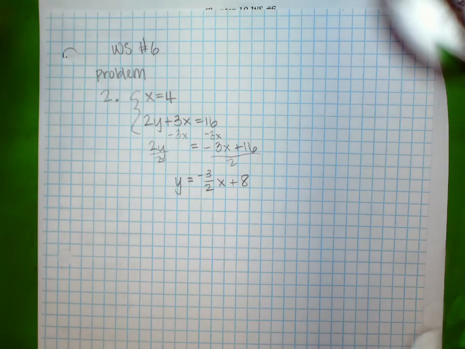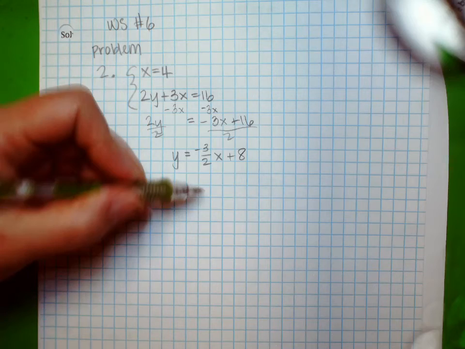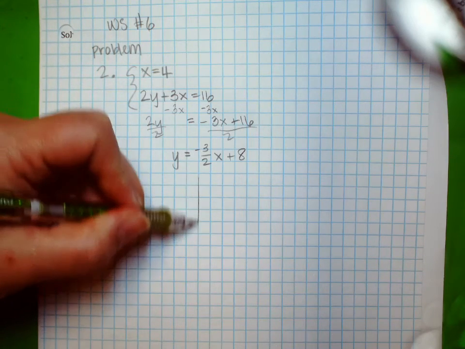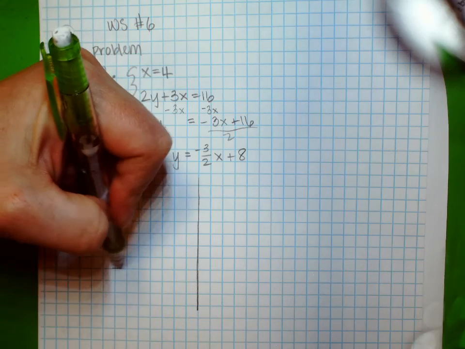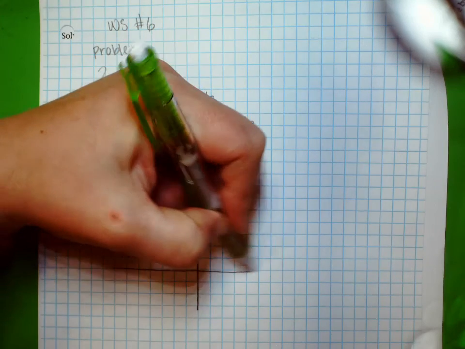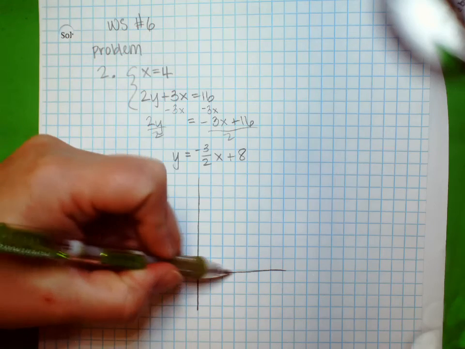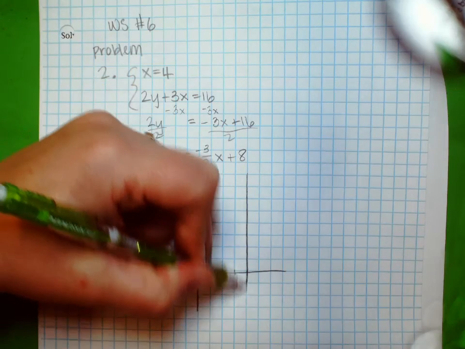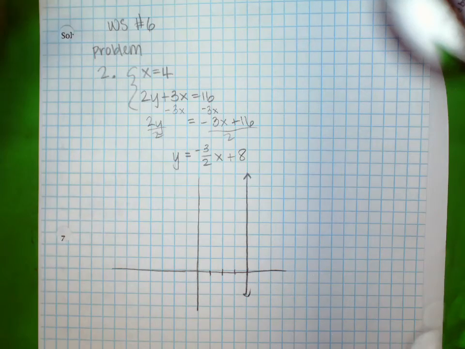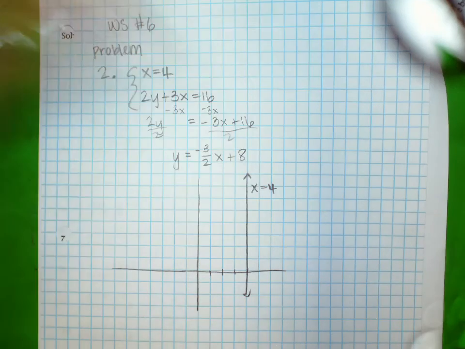So then we're going to go ahead and put this on a set of axes. If you have a ruler, great. If not, try to draw as straight of lines as possible. So again, that first line that said x equals 4, you just count over 4 units on the x-axis, and that is your line. It's helpful if you label what they are. So this line is called x equals 4.